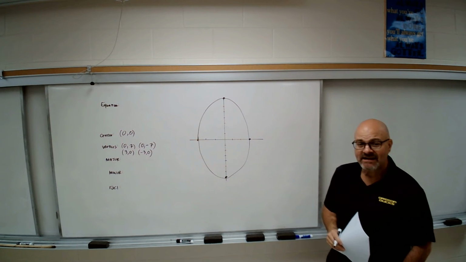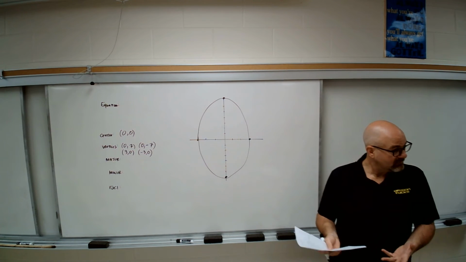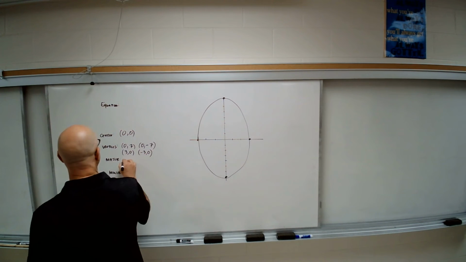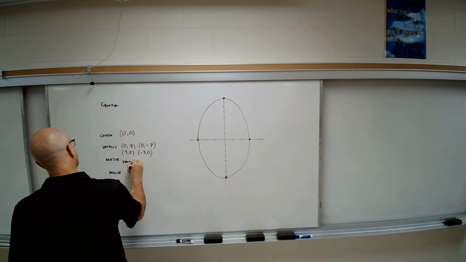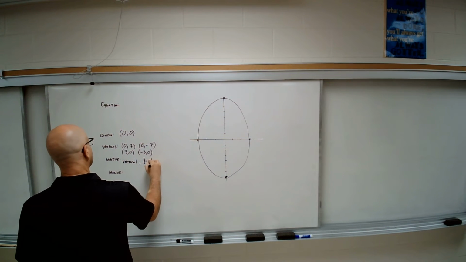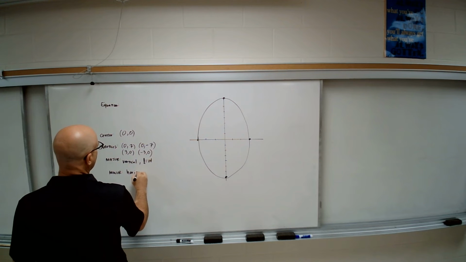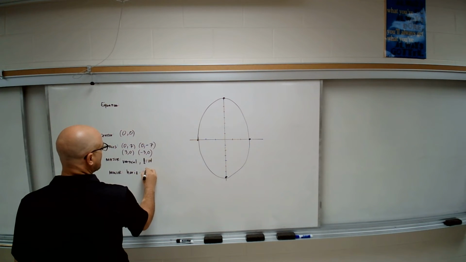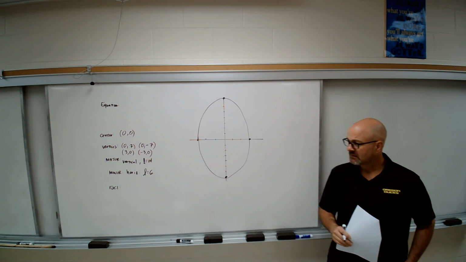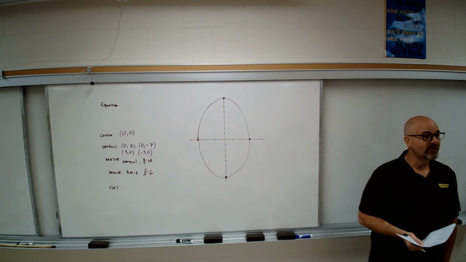Now, the major axis, we know it's going to be the longer one, right? And that's going to be the vertical, and it's going to have a length of 14. And then the minor is horizontal, and it has a length of 6. Are we doing okay? So at this point, can we write an equation?